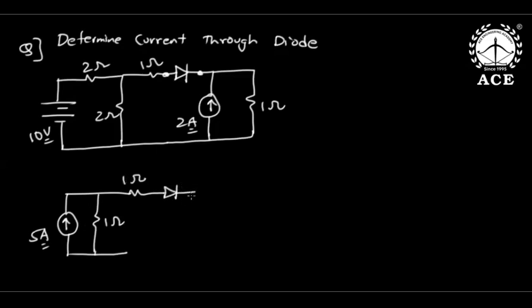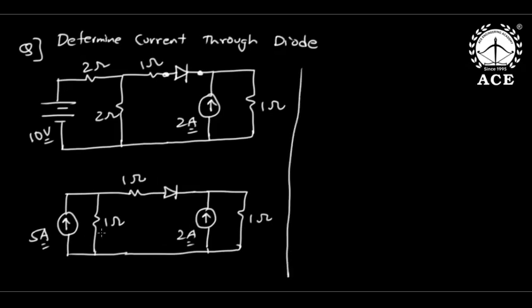Similarly, here also a current source in parallel can be converted into a voltage source in series, but I will write the first step here, then I will go there. So this is 2 amperes, 1. Here again, 10 volts in series with 2 becomes 5 amperes in parallel with 2, and the two in parallel become 1. Here it is as it is, but the target branch I am not disturbing. What is the target branch? Where the diode is.